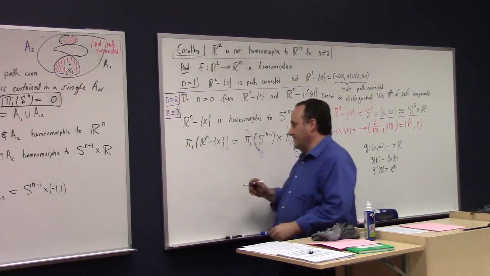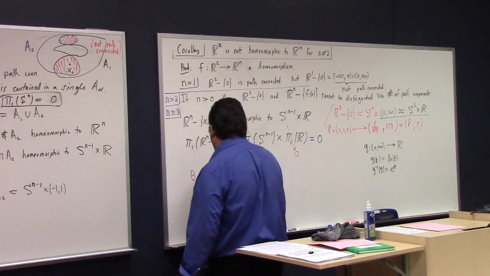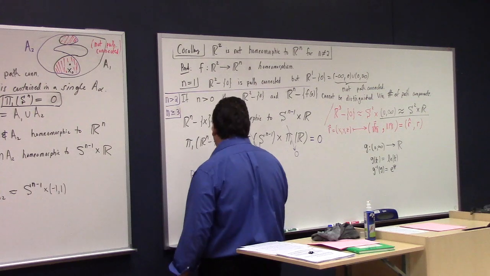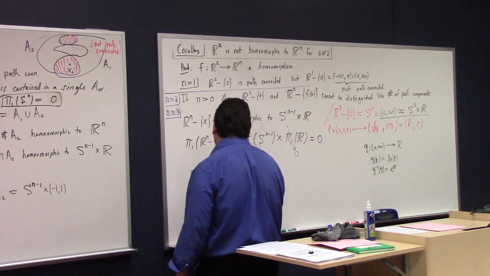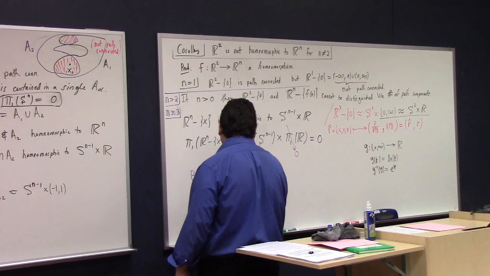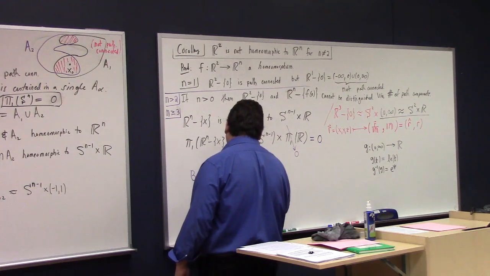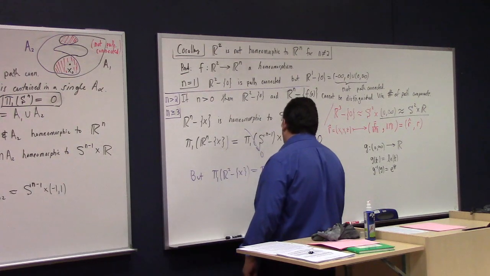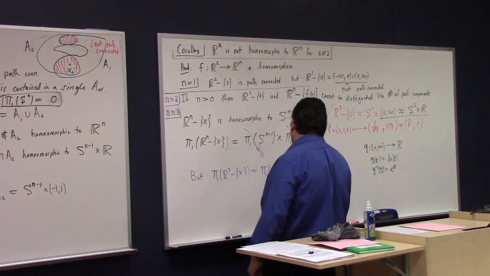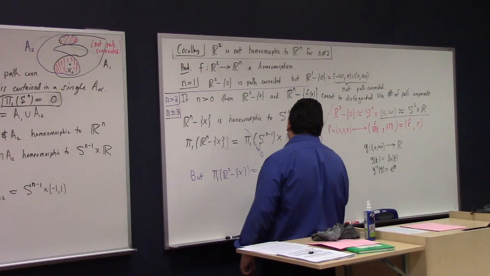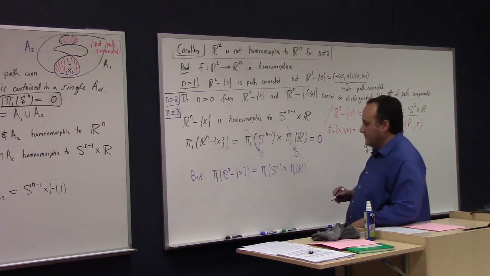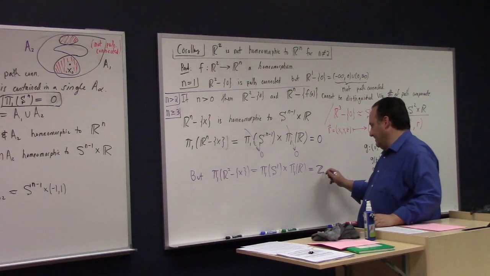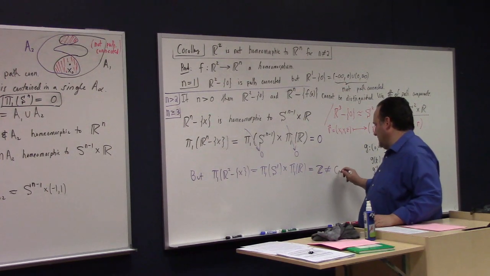But on the other hand, I guess, see, now I've muddied things up. But anyway, by the same argument I just went through, if we put R2 minus a point, we do get pi 1 of S1, pi 1 of R, which is Z, which of course is not equal to 0.